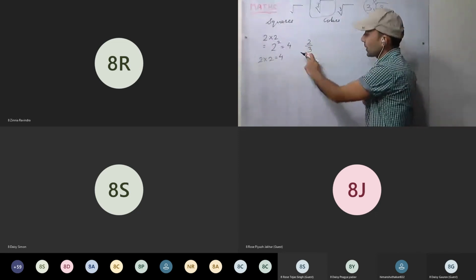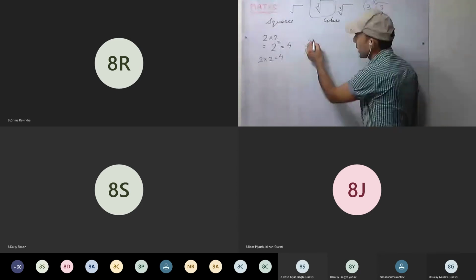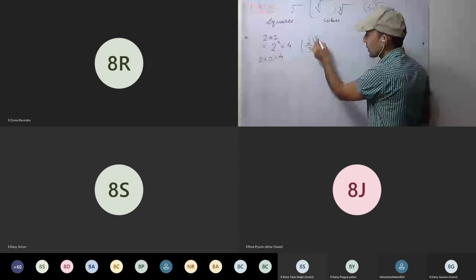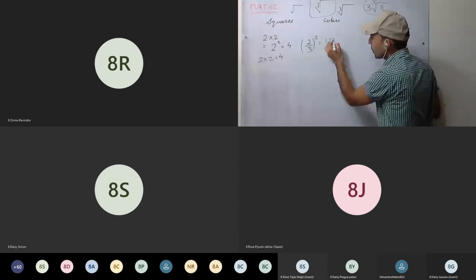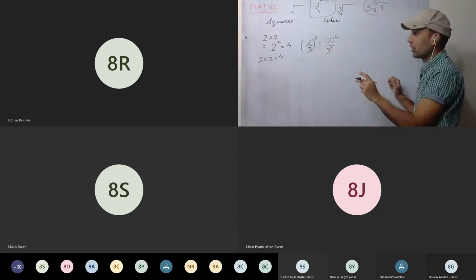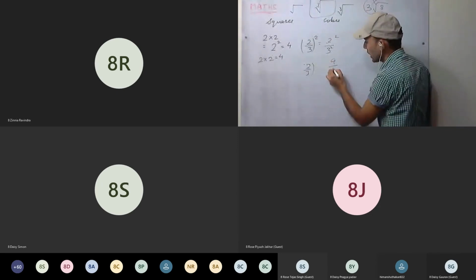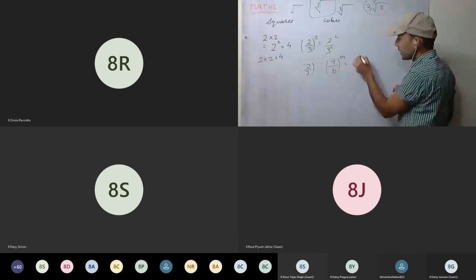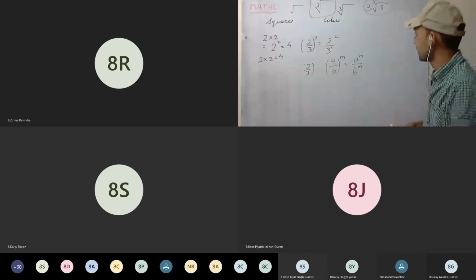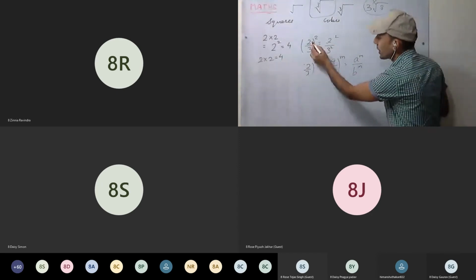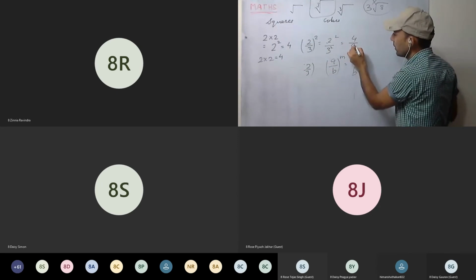So see here, 2 by 3. This is the number, we have to find the square. So how do we find the square? We put the whole fraction in the square. Now, either we do 2 square upon 3 square. This we have done in exponents. 2 upon 3, for example, a by b raised to power m can be written as a raised to power m upon b raised to power m. This we have already done. Now similarly, here we can take the numerator square and the denominator square separately. So it will be how much? 4 upon 9.